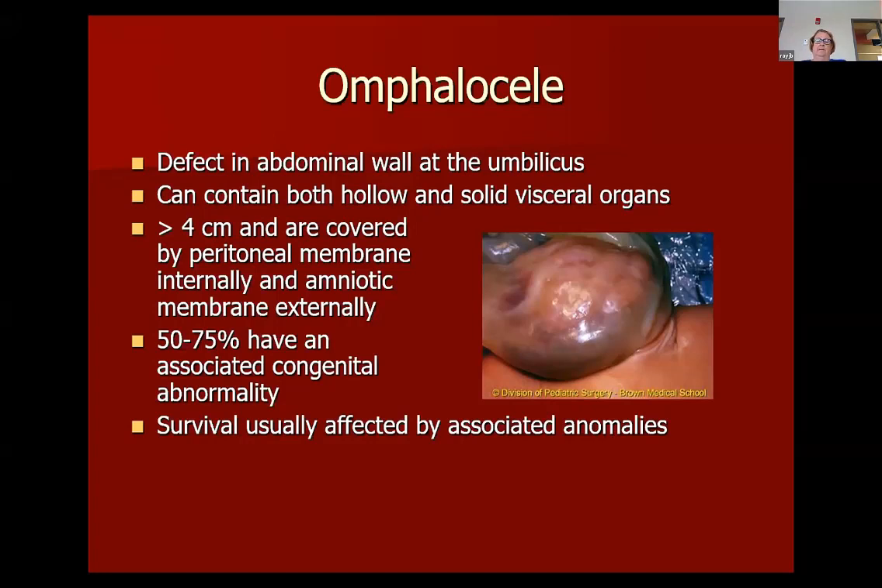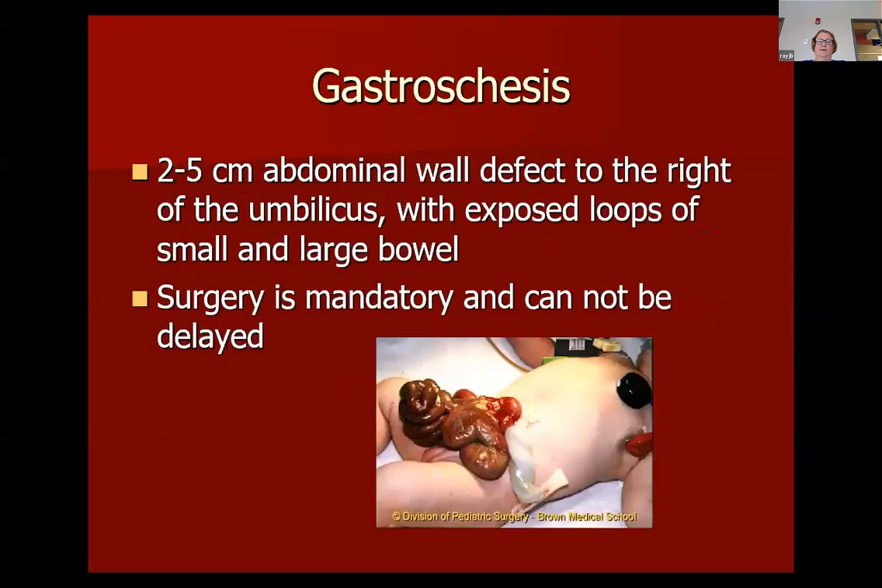and get that taken care of. Now, if they're born at one of the tertiary centers, we cover this with a protective coating of a silastic material, and keep it moist until they can go in and push everything back in. A certain percentage have an associated congenital abnormality. Interestingly, my kids who have had omphalocele have not had any other association with it. And as it says, if they have other anomalies, they're more likely not to do well.